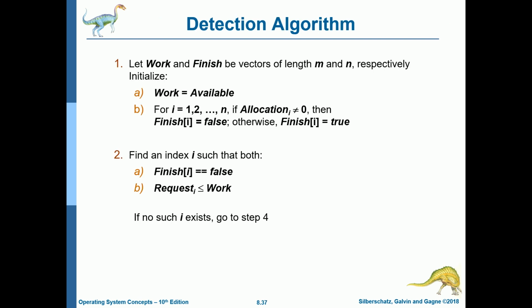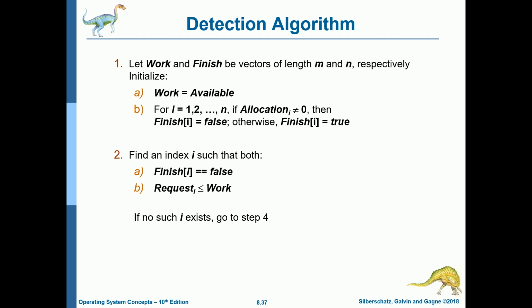Now that we understand that, let's go over this detection algorithm. First, let work and finish be vectors of length m and n, respectively. We initialize work as equal to the values found in the vector available. Now, for some i from 0 to n minus 1, if the allocation of i is not equal to 0, then finish[i] is equal to false, otherwise finish[i] is equal to true.